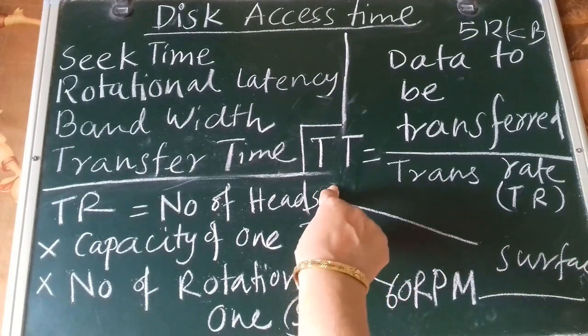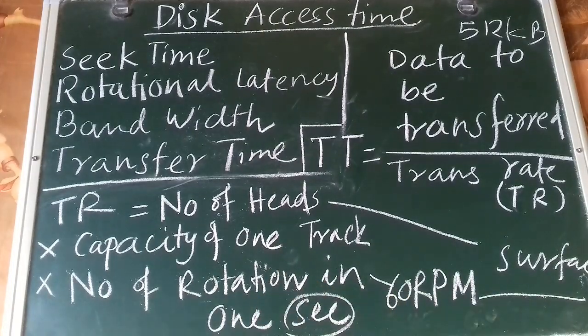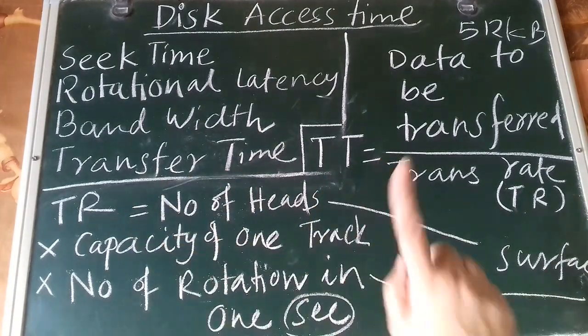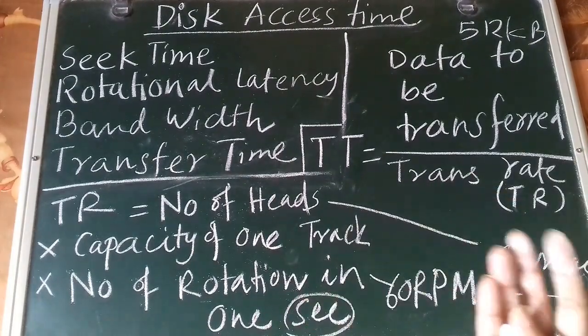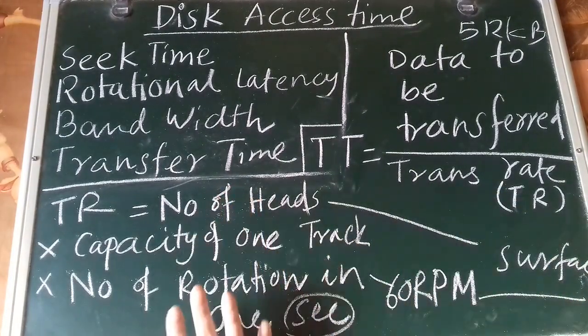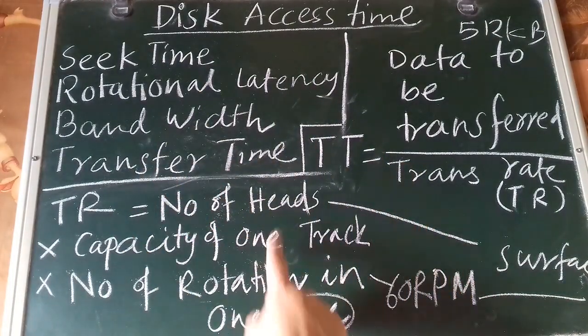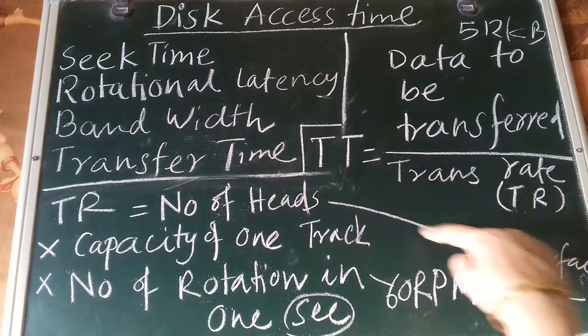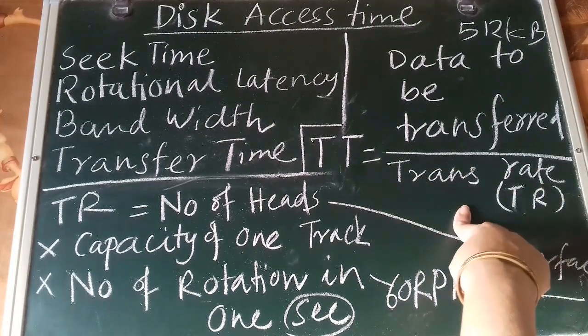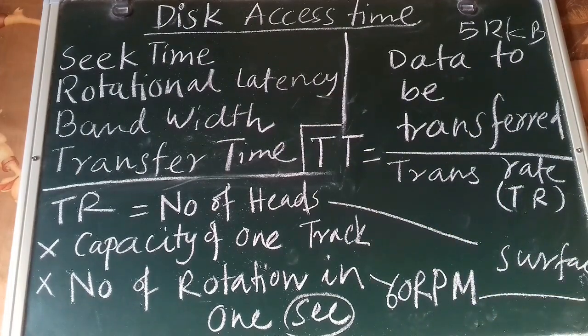So number of surfaces, suppose it is 4, into capacity, suppose it is 512 MB, and the number of rotations. We have also discussed how to convert megabyte to kilobyte, gigabyte, terabyte, all the unit conversions, so I think no confusion will be there if you go through the previous video. You just multiply these and keep it as the denominator. So the numerator will be 512 and the denominator will be this one.